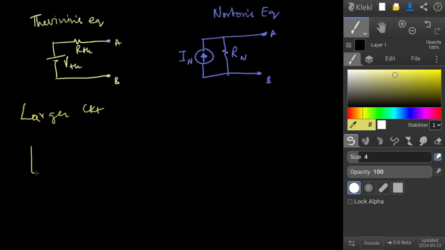In the larger circuit, something like this, I can identify two points. Let's call this point A and this point B. Whatever this element here is, I can remove that, and then the rest of the circuit can be represented as a Norton's equivalent or Thevenin's equivalent. So that is the idea.